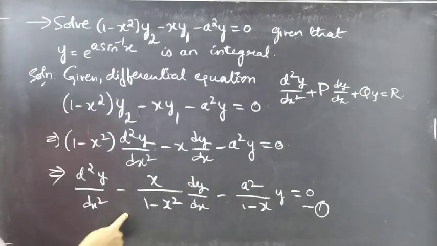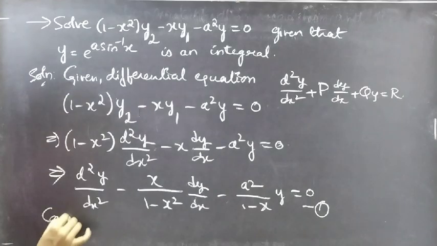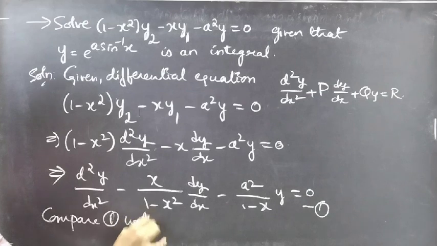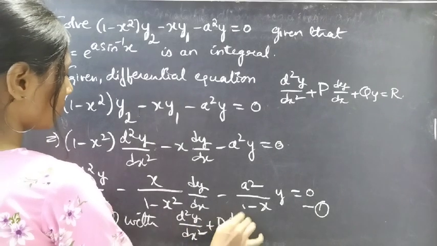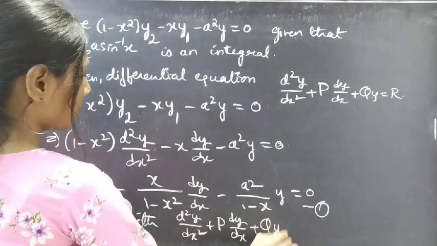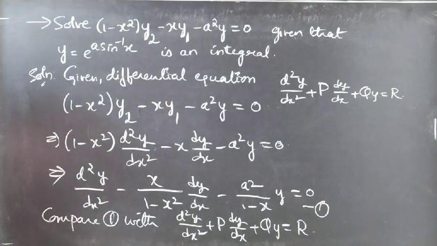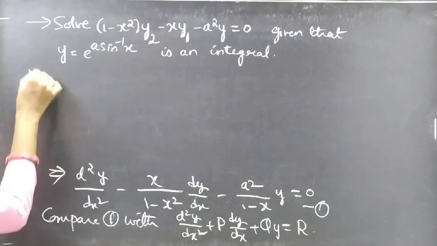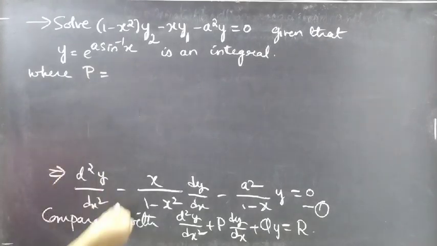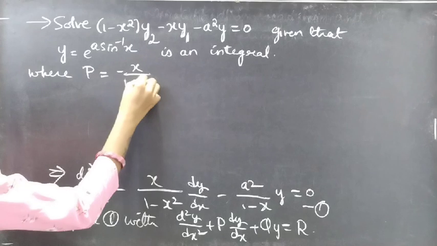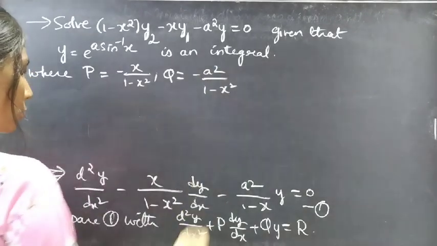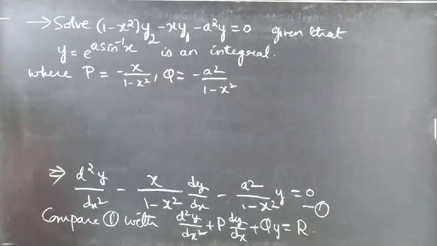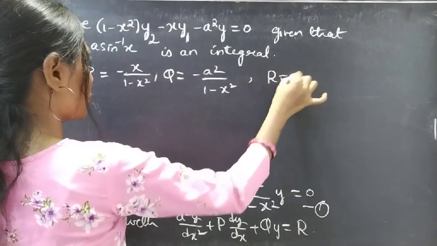Now compare equation 1 with the standard form d square y by dx square plus p dy by dx plus q y equal to r. Then we'll get p equal to minus x by 1 minus x square, q equal to minus a square by 1 minus x square, this x square, not x, sorry, and r equal to 0, right?